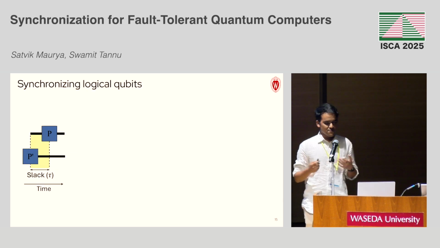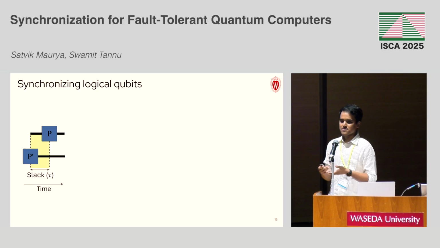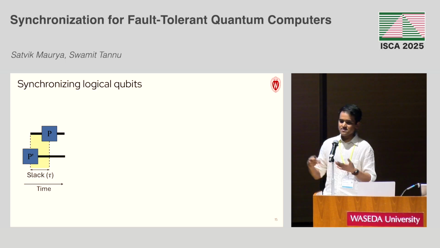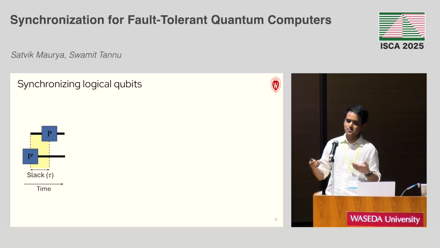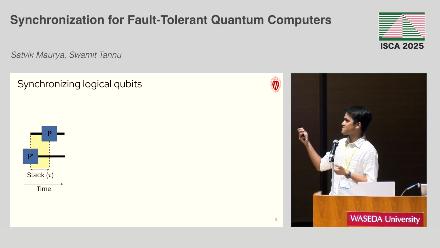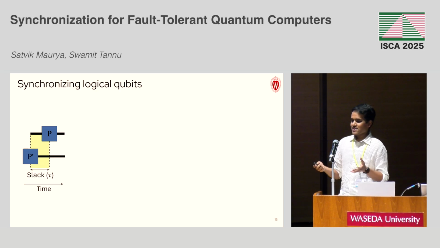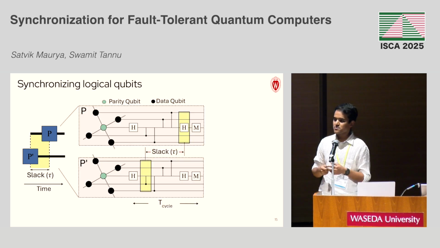Okay, so now we've talked about why we will need synchronization for fault-tolerant quantum computers. Let's talk about how we can synchronize logical qubits. To present some synchronization policies, I need to set up a scenario. And the scenario here is very simple. We have two logical qubits, P and P prime. They differ in their syndrome generation cycle times by some non-zero slack, which I denote as tau.